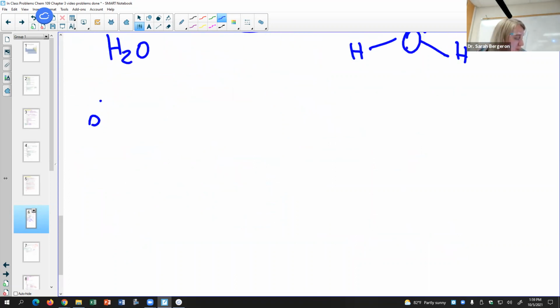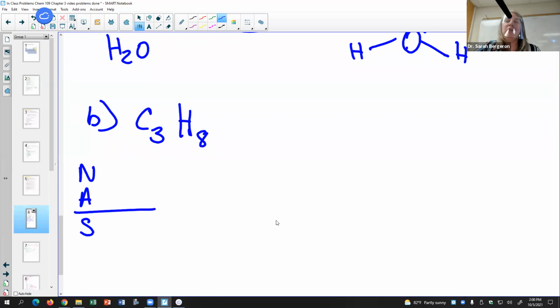Okay, so B. Let's see. Where am I? What is B? C3H8. All right. So let's do needed, available, shared. And you know how I remember the order? Drawing Lewis structures is kind of nasty. Yeah, nobody wants to do it, right? NAS. Okay. So needed. Carbon needs how many?